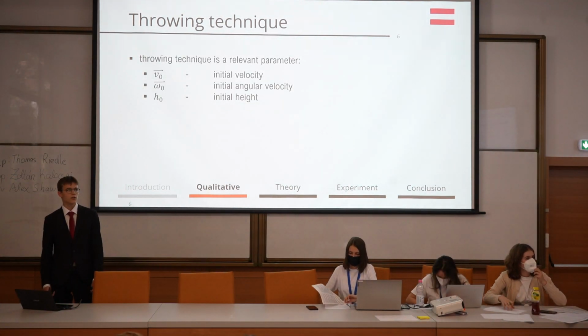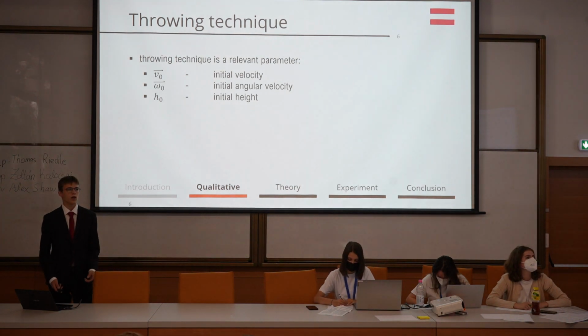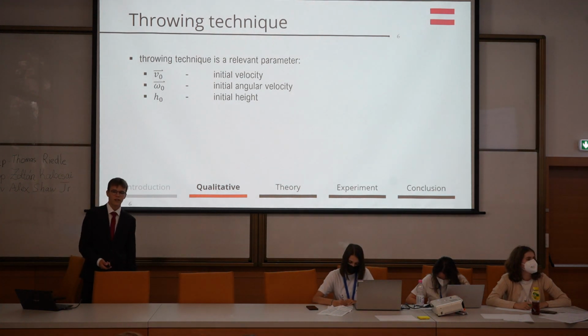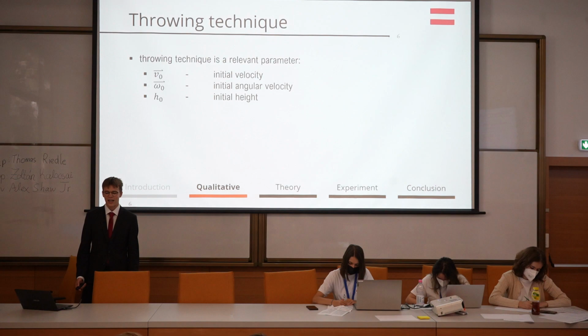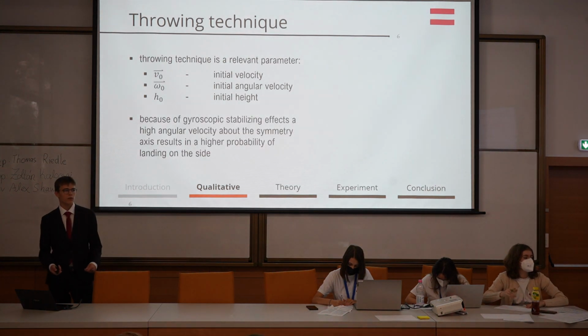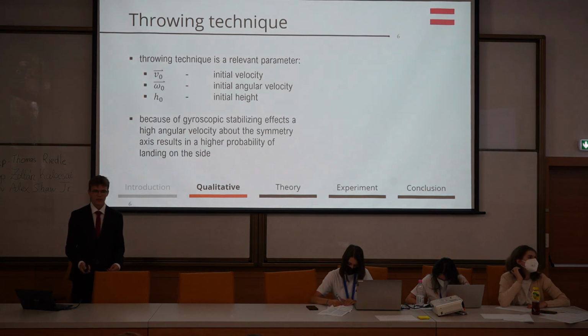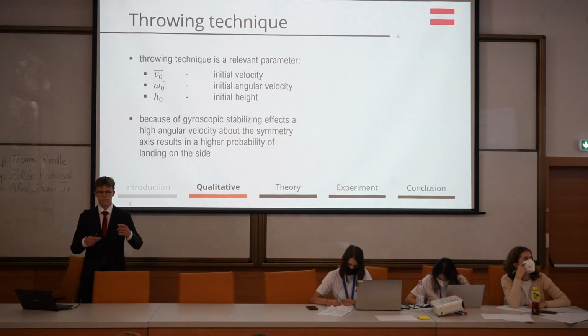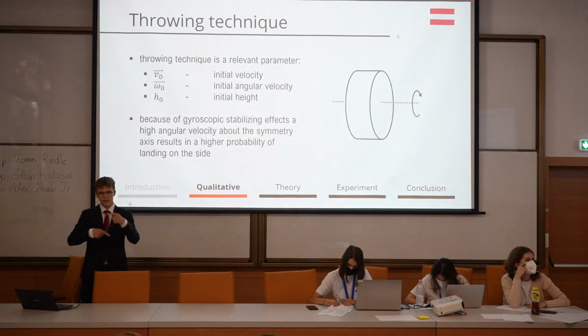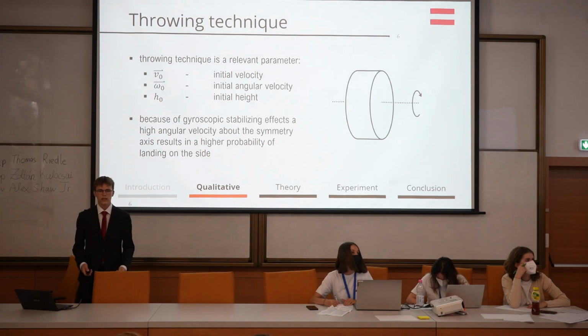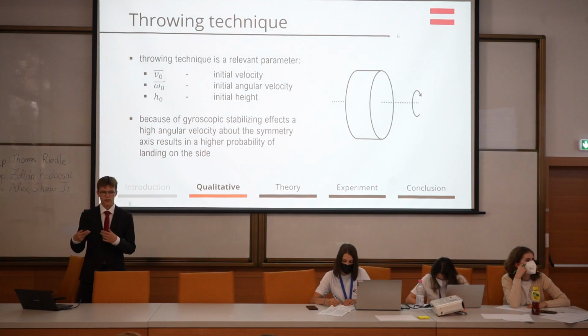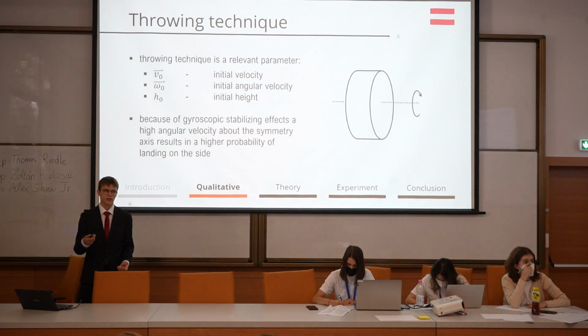Now to the impact of the throwing technique. The throwing technique could be described as a set of three parameters: initial velocity, initial angular velocity, and initial height. Because of gyroscopic stabilizing effects, it has an impact on the outcome, because maybe, for example, if I spin the dice like this and let it fall, there is a much higher probability to land on its side than on one of its faces. But we didn't vary the throwing technique because it would be quite difficult to quantitatively describe the throwing technique.